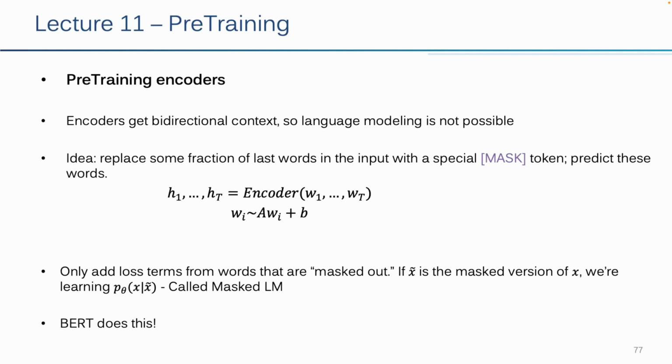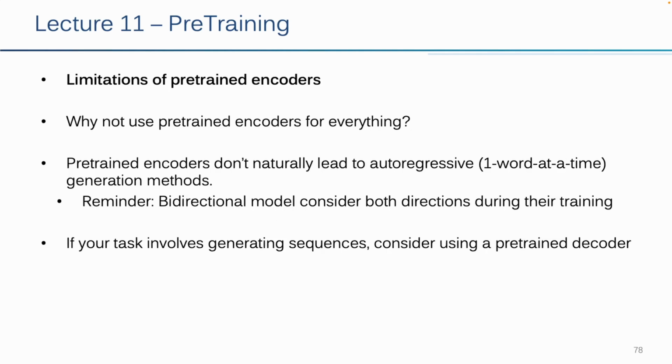So yeah, we need to go a bit faster. So why not use it for everything? Because we cannot generate one word at a time, and we cannot generate stories, we cannot generate new text, and that's what we need for chatbots, for example, or translation systems.